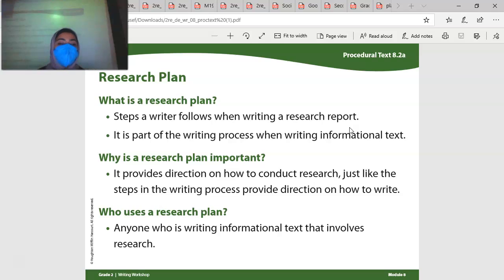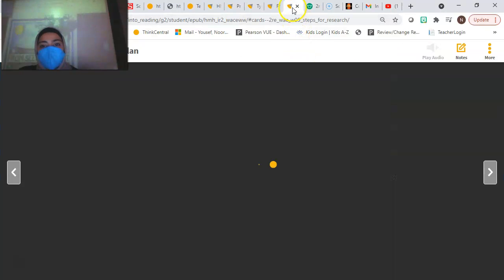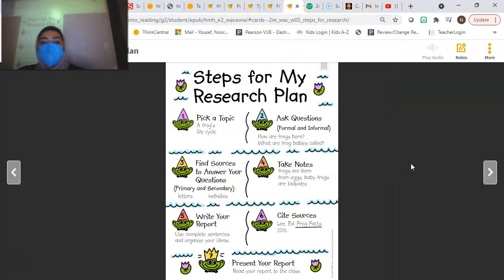So why is a research plan important? It shows us and provides direction on how to conduct research, just like the steps in the writing process provide direction on how to write. Conduct means like to research, how to research. And who uses a research plan? Anyone who's writing informational text that involves research uses a research plan, and that's going to be us. One more thing I wanted to go over today are the steps for my research plan.